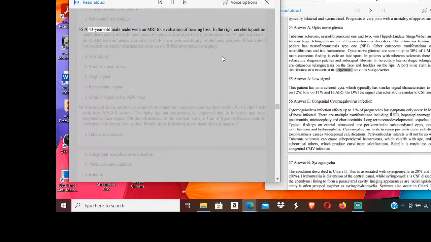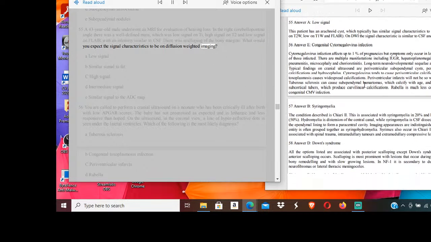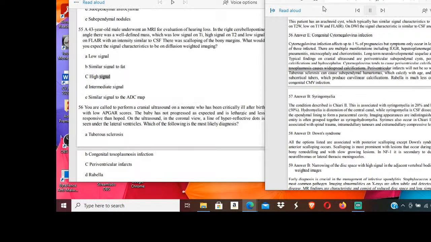55 A 43-year-old male underwent an MRI for evaluation of hearing loss. In the right cerebellopontine angle there was a well-defined mass, which was low signal on T1, high signal on T2, and low signal on FLAIR with an intensity similar to CSF. There was scalloping of the bony margins. What would you expect the signal characteristics to be on diffusion-weighted imaging? A low signal, B similar signal to fat, C high signal, D.